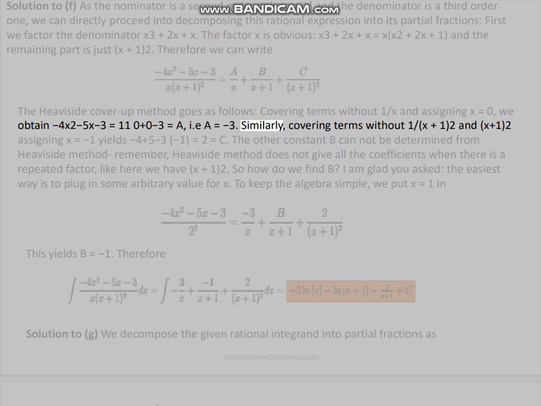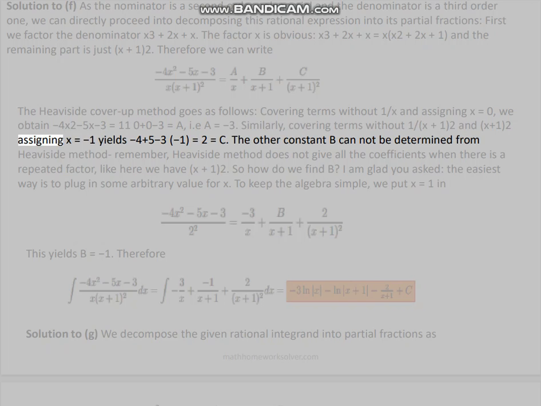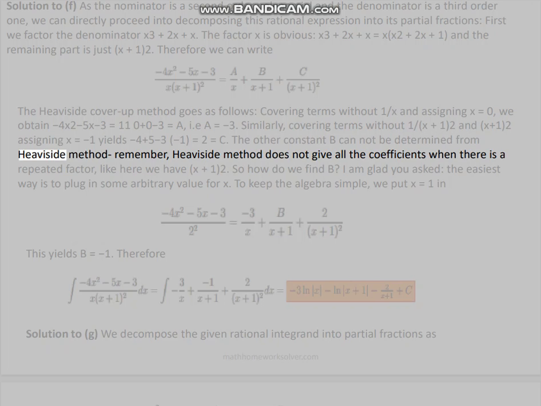Similarly, covering the terms with 1/(x+1)² and (x+1)², assigning x equals -1 yields c = 2. The other constant b cannot be determined from the Heaviside method.